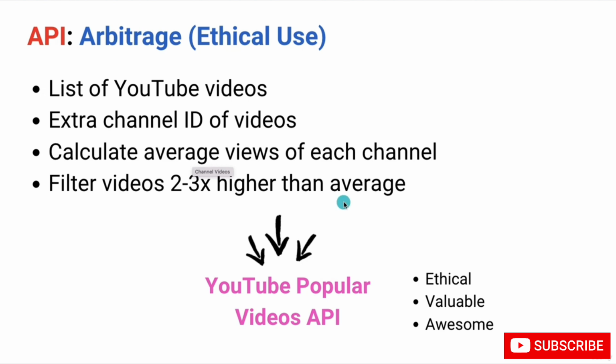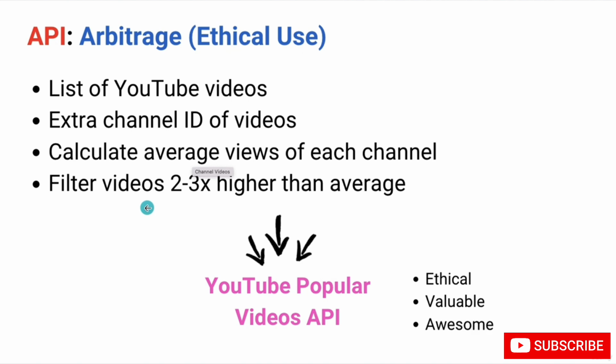and we can create one API based on this method. So we will create a list of YouTube videos, and we will collect the different channel IDs from those YouTube videos. We will see how much average views each channel is getting.